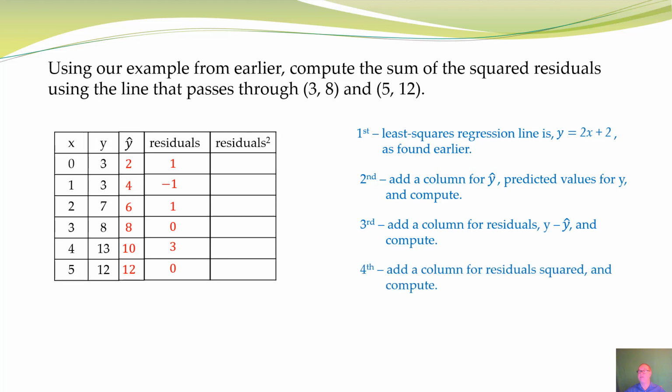Next, add a column for residuals squared. Take each residual and square it. 1 squared is 1. Negative 1 squared is 1. 1 squared is 1. 0 squared is 0. 3 squared is 9. 0 squared is 0. And finally, fifth, compute the sum of the squared residuals. So if I just add up the residuals squared, I get 12. So that's the sum of the squared residuals. This is doing it by hand. And most of the ones you have to do by hand, the equations come out fairly nice with whole numbers for your slope and your y-intercept.